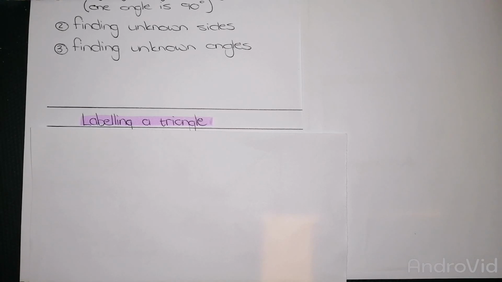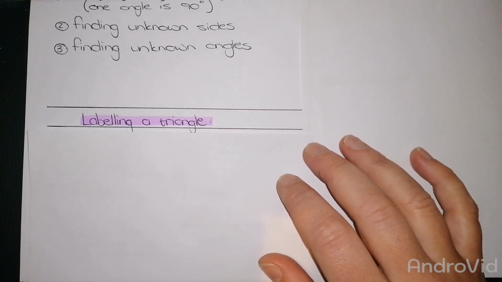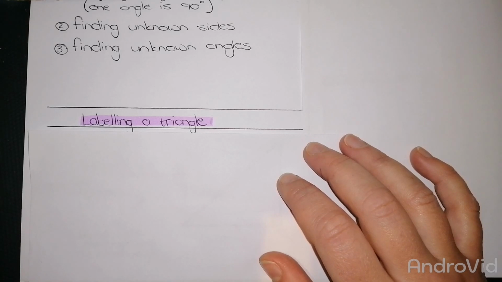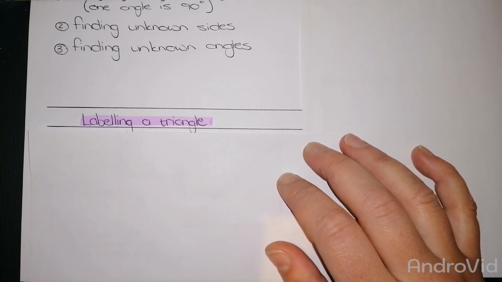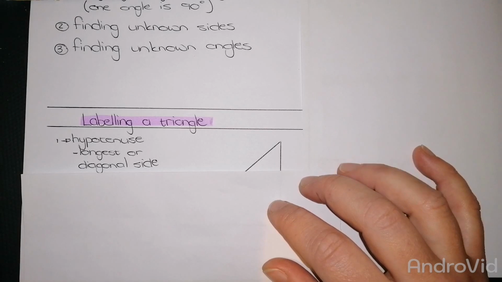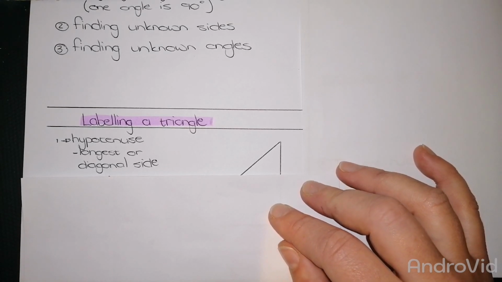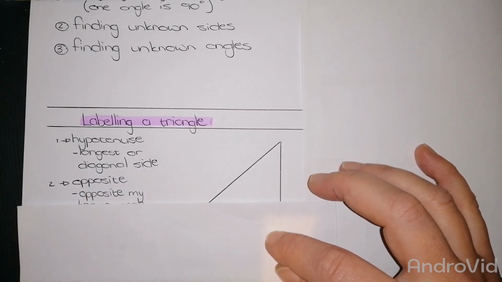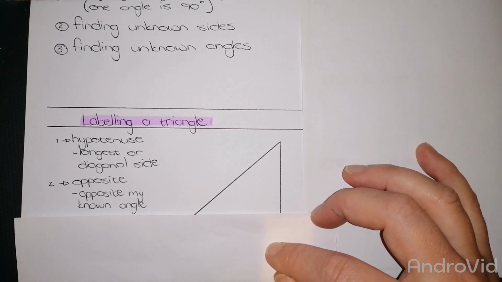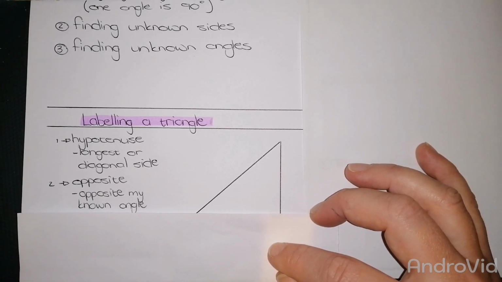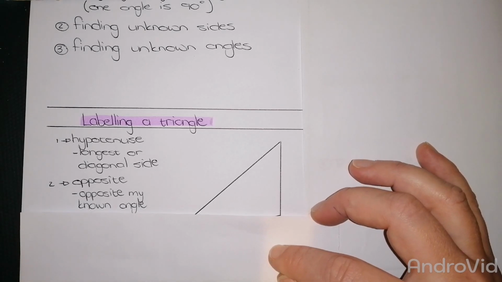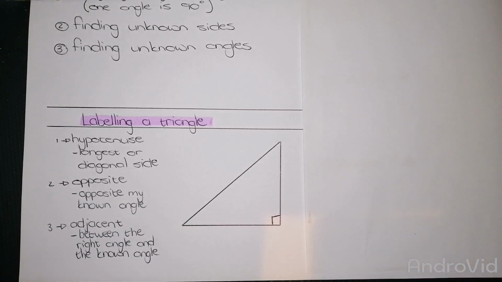Now we move on to labeling a triangle. Every triangle has three sides. We need to label all three of them. The first label we need to do is the hypotenuse. The hypotenuse is known as the longest side or also the diagonal side, and it is also always opposite the right angle. The second one is the opposite side, and that is the side that is opposite the known or the unknown angle. And the last one is the adjacent side. That side is found in between the right angle and the known or the unknown angle.